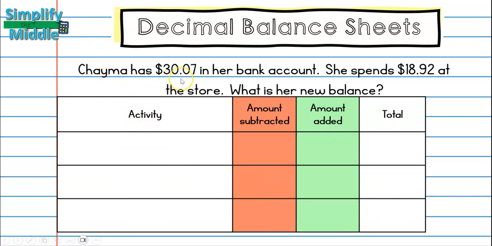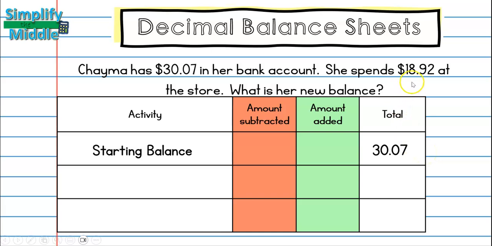Shaima has $30.07 in her bank account. If she spends $18.92 at the store, what is her new balance? Whenever I am using a decimal balance sheet, I need to make sure to put my starting balance in the beginning, and I'm just going to write it over here into the total. So she started with $30.07. Notice that I didn't put a dollar sign in here, and that's because I'm assuming that I'm using this for money.